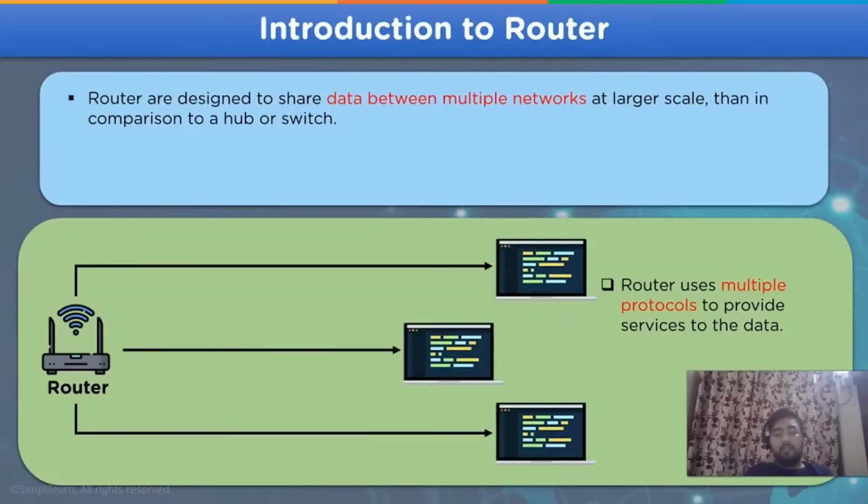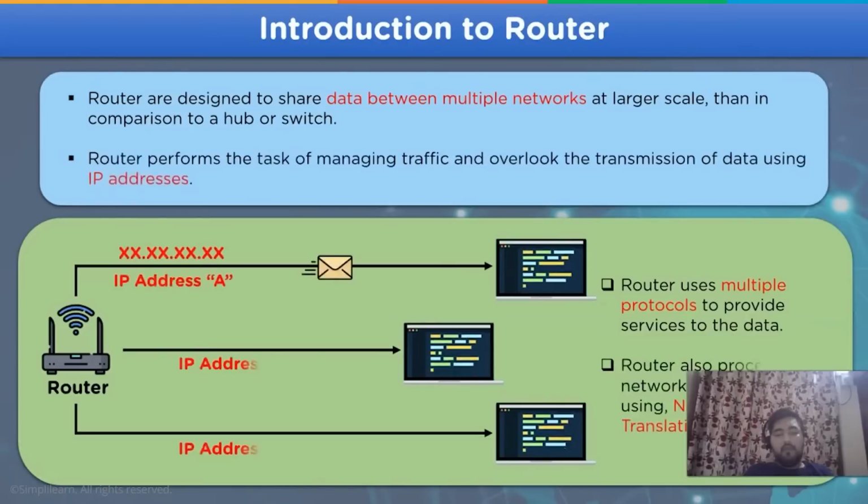It is connected to multiple devices at a very large level that can be considered as a metropolitan area network or a wide area network. A router uses IP addresses to share data with the specified device in the network channel. And they also perform the task of translating an address that is available in a private network to a globally recognized address so that it can access the internet, which is known as NAT, Network Address Translation.